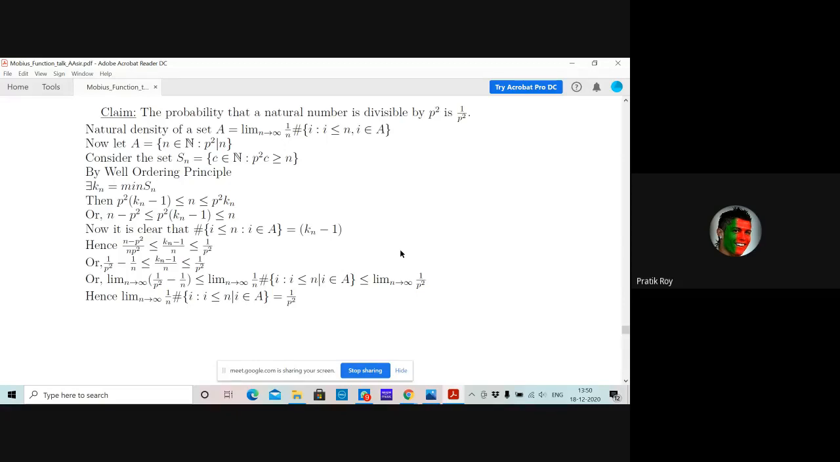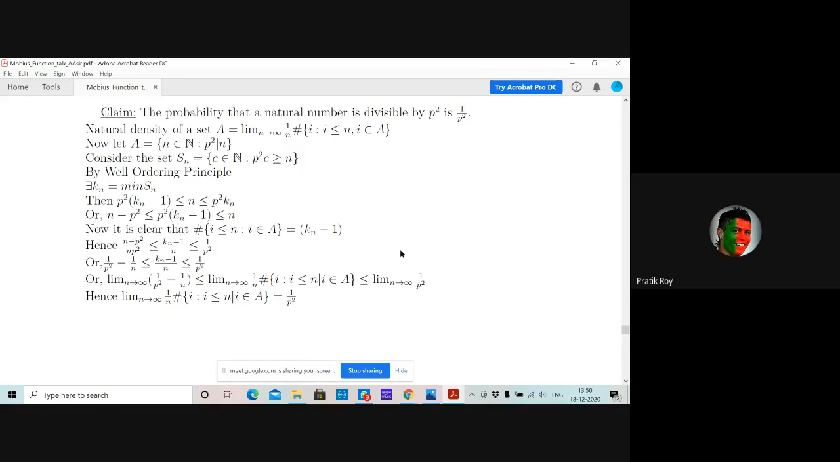And as kn is this minimum number, we know that p square kn will satisfy this criterion, so p square kn will be greater than or equal to n. But kn minus 1 will not satisfy this criterion, so p square (kn minus 1) will be less than or equal to n. So I have this inequality: p square (kn minus 1) less than or equal to n, less than or equal to p square kn. And I can manipulate it to get that n minus p square is less than or equal to p square (kn minus 1), less than or equal to n.